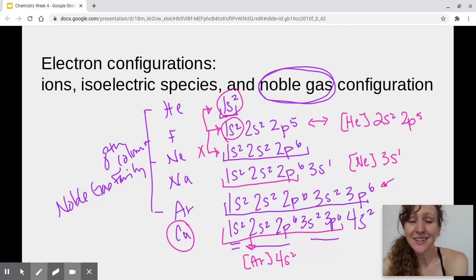Now, again, the periodic table is going to be really helpful in using this shortcut. So we're going to talk a little bit about the periodic table when we get back. And then you're going to see that this noble gas configuration thing is actually even more of a shortcut than you realize it is right now.